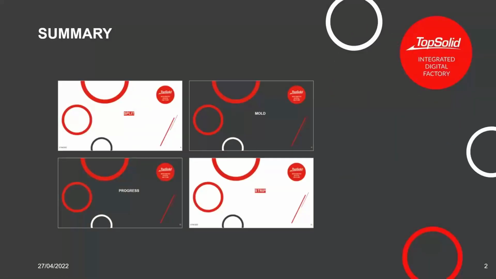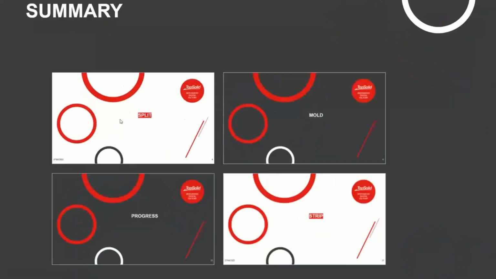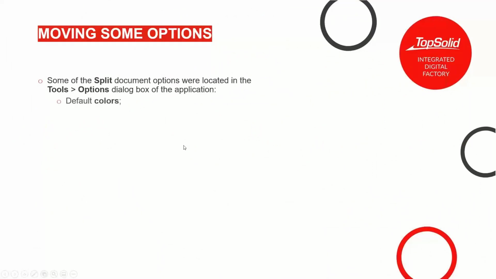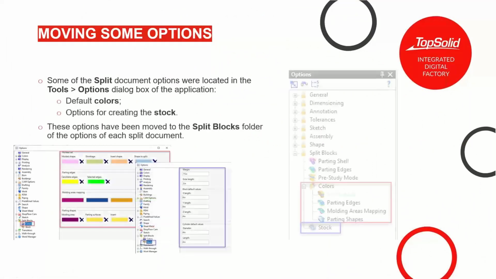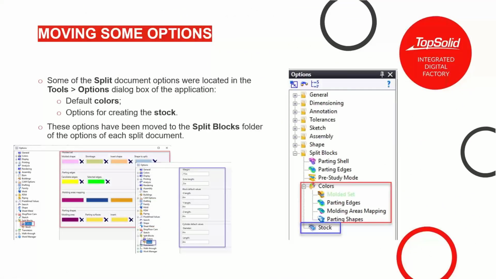So, as I said, we're going to be focusing on split and mold and progress and strip design today, so let's just dig right into TopSolid Split. We moved some of the options around in TopSolid Split that formerly were located under Tools options. We have instead decided to move them under the Document options. So you can see on the right-hand side of the window right now, under Options, you see Colors and Stock. This way you can create different templates with different colors already defined, different stock margins already defined. It's a little bit more useful.